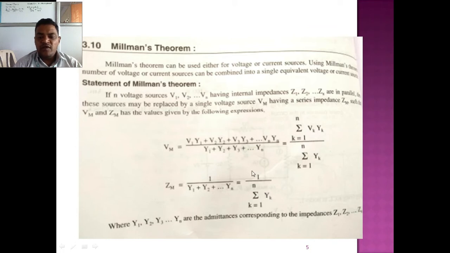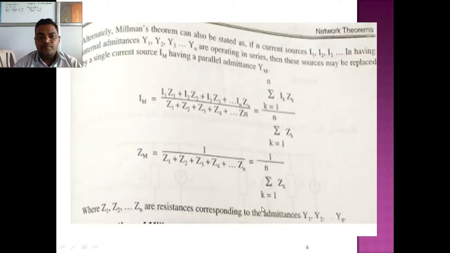So here in this equation for Millman's theorem, Y1, Y2, Y3 up to Yn are the admittances, and corresponding to those admittances will be given Z1, Z2, Z3 up to Zn, because the value of k will be varying from 1 to n.